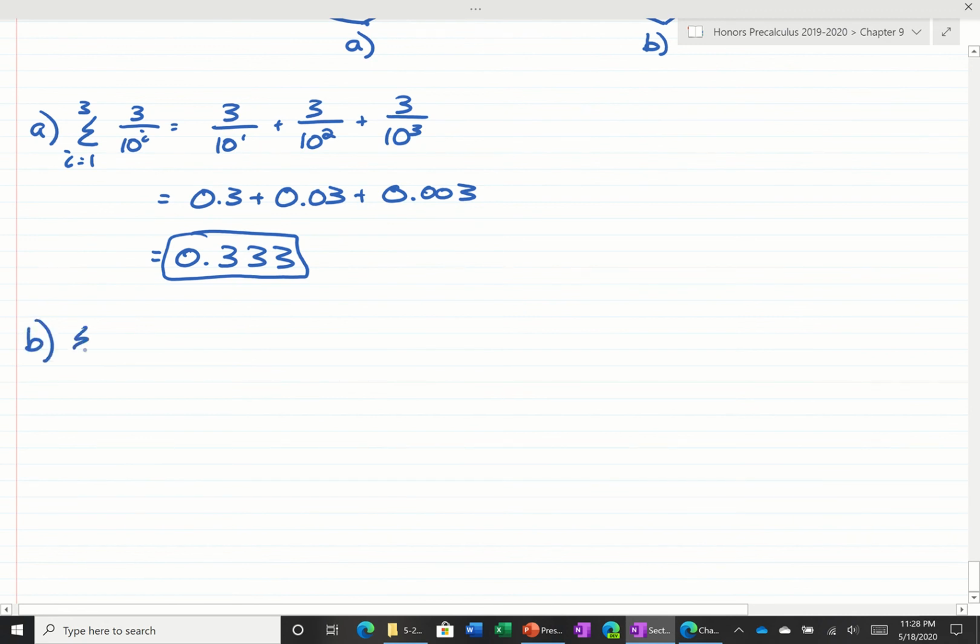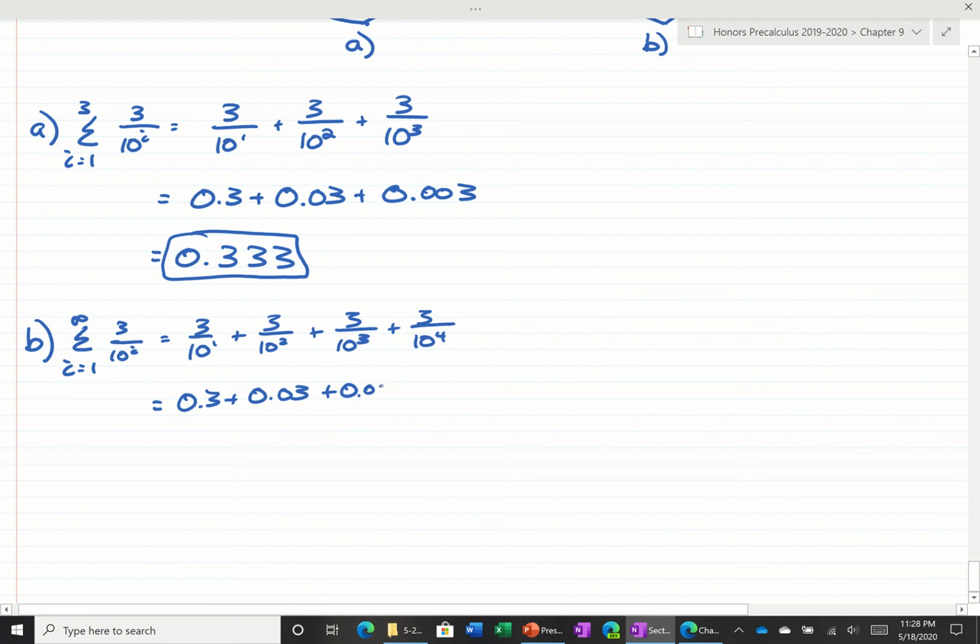So then what if it was the sum from 1 to infinity of 3 over 10 to the i power? Well, it'd be 3/10 plus 3 over 100 plus 3 over 1,000 plus 3 over 10,000, and you would have 0.3 plus 0.03 plus 0.003 plus 0.0003, which would really just be 1/3 if we just kept this pattern going forever.